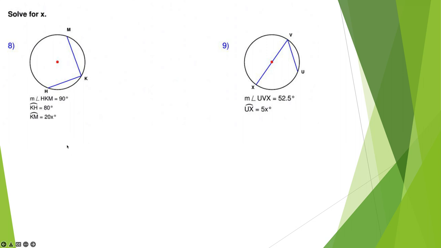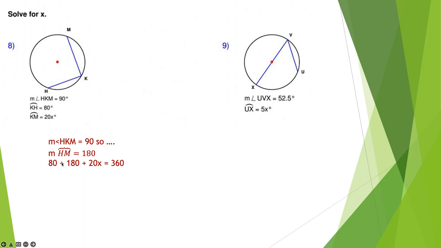Okay, so if angle HKM is 90 degrees, and then they start giving me some strange information here. They start telling me that arc HK is 80 and arc KM is 20x. How are you supposed to find x? But wait a minute now. If angle HKM is 90, then arc MH has to be 180. Now remember, the proper symbol should be used. So then the 80 plus the 180 plus the 20x make up the whole circle. So they have to add up to 360.